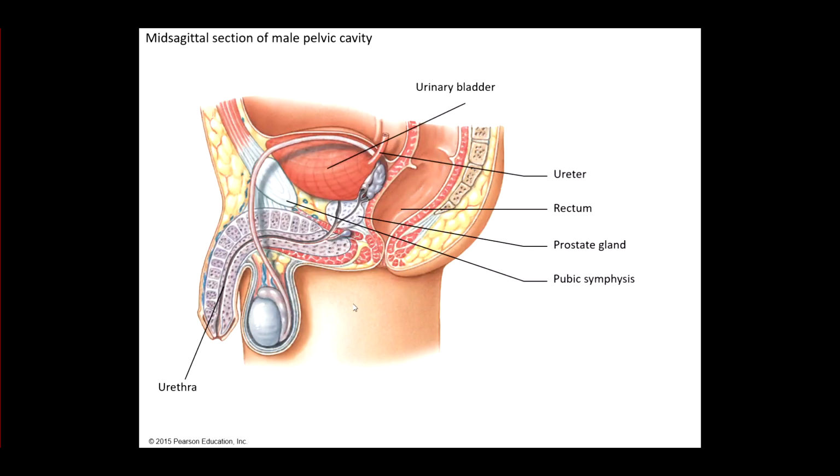But you do need to distinguish. You just can't say urethra on a lab practical. You have to say prostatic urethra, membranous urethra, penile urethra. If you just said urethra, that would be too general.